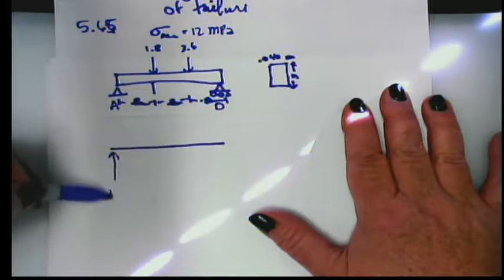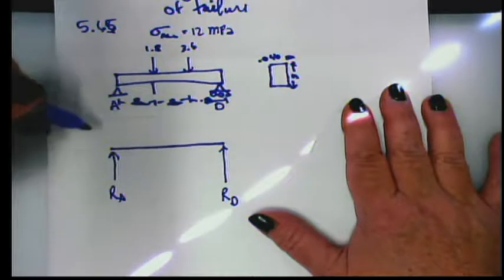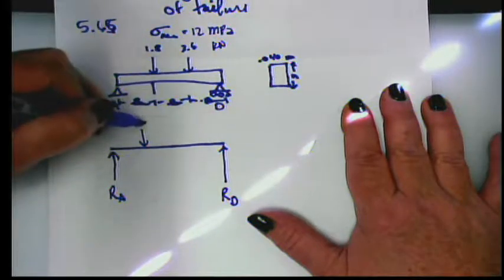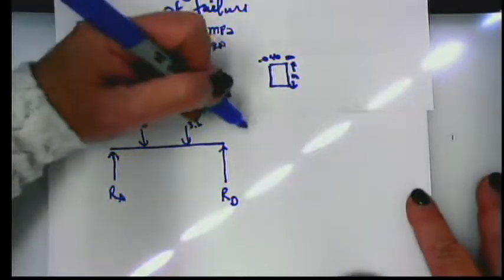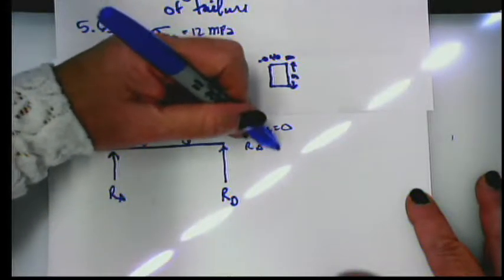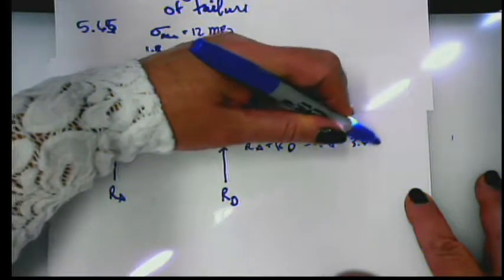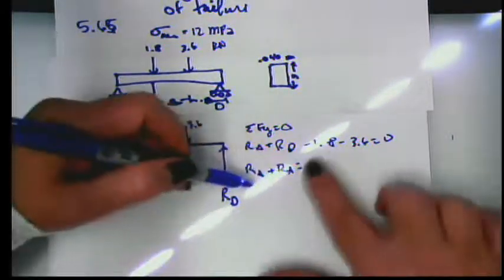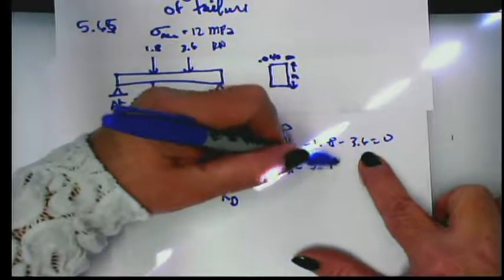We have a reaction at A, a reaction at D, point loads of 1.8 and 3.6. So the first thing we know, summation of forces in Y equals 0: reaction at A plus reaction at D minus 1.8 minus 3.6 equals 0. Reaction at A plus reaction at D equals, these come over as positives, 5.4 kilonewtons.